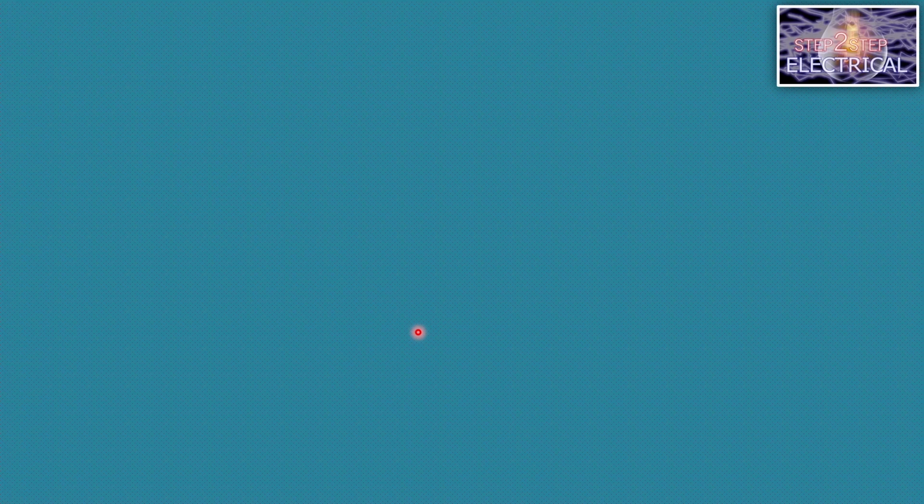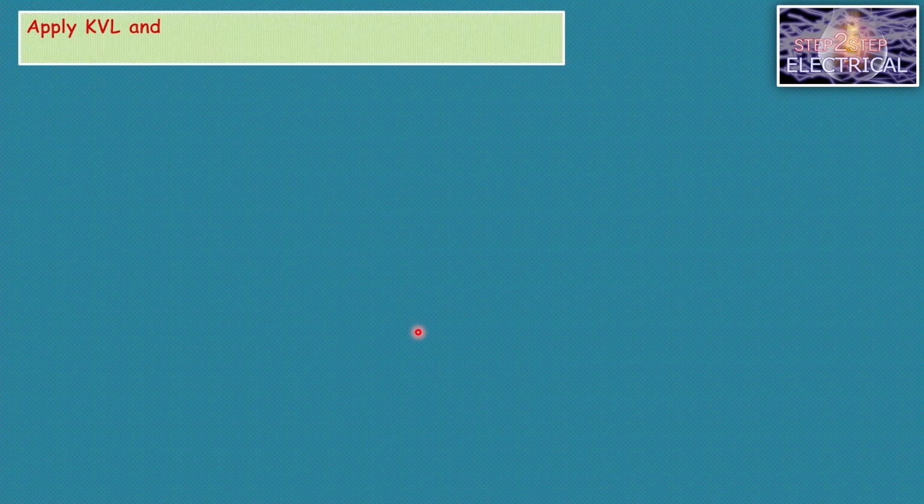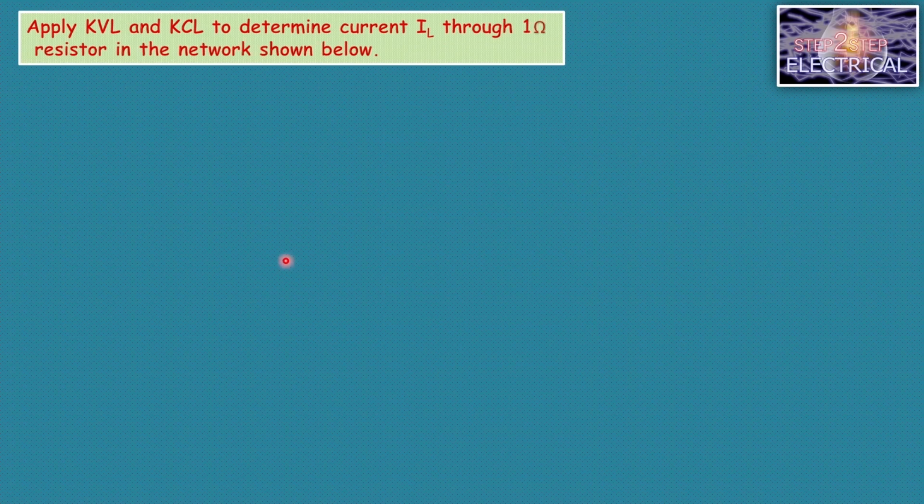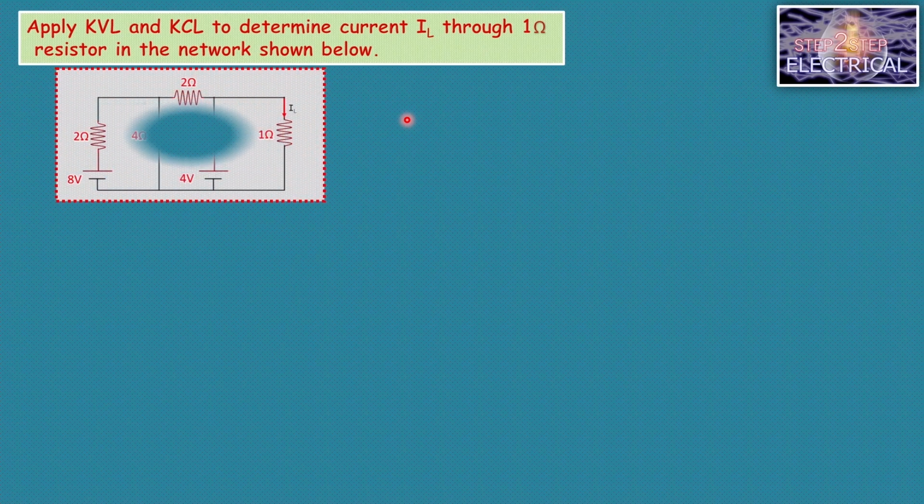Today we are going to solve numerical problems related to Kirchhoff's law. This is our second problem related to Kirchhoff's law. So here the question is, we have to apply KVL and KCL to determine the current IL through the 1 ohm resistor in the network shown below. Let's see the figure. This is the figure for this numerical.